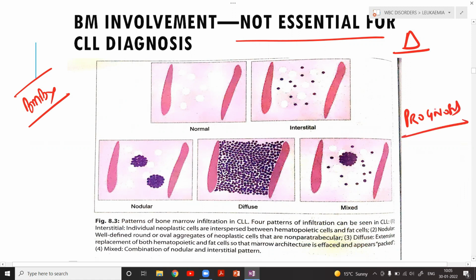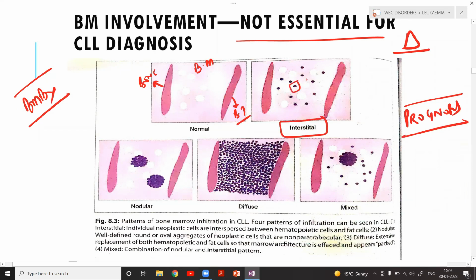What is the importance of prognosis? For example, you have done a bone marrow biopsy. Normally you see here the bone marrow substance, and this is your paratrabecular area, the bone. This is the trabeculae, the bony trabeculae. Sometimes the involvement is interstitial type.